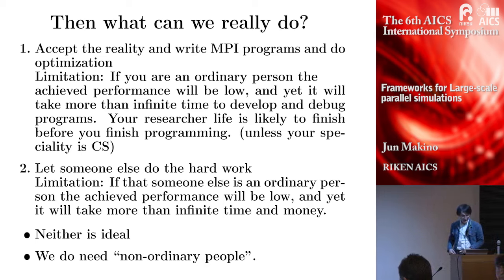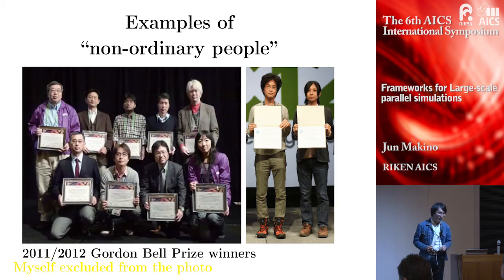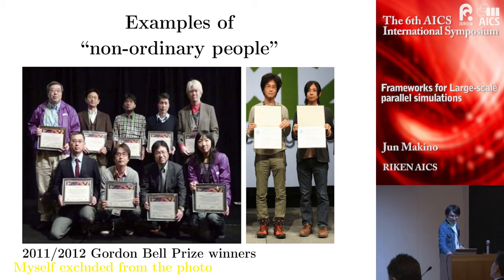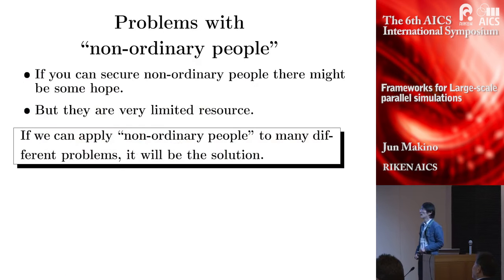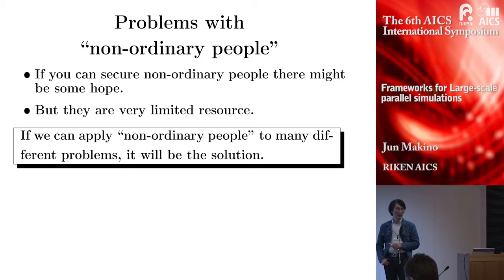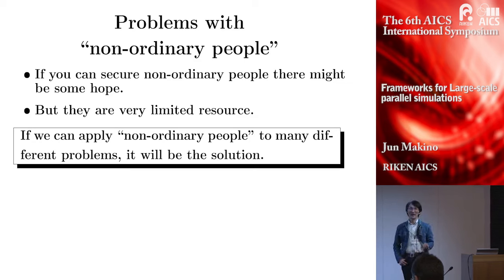And the obvious thing we actually know is that we do need the non-ordinary people like these guys. These are the 2011 and 2012 Gordon Bell winners, and quite a few of them are actually in this room right now. So the problem with the non-ordinary people is quite simple. They are a quite limited resource, you know.